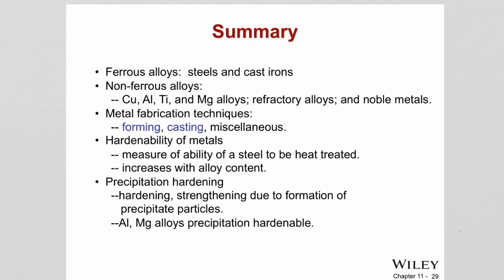And then we learned about precipitation hardening. Precipitation hardening was due to precipitate particles forming in the matrix phase that prevent the dislocation motions, and some alloys were able to be strengthened with this technique, such as aluminum and magnesium alloys. That's it.